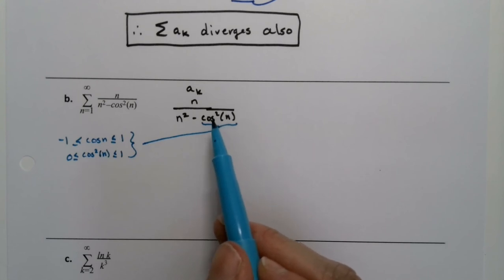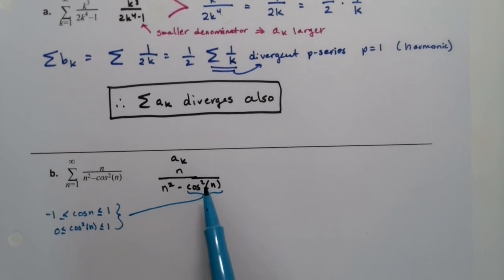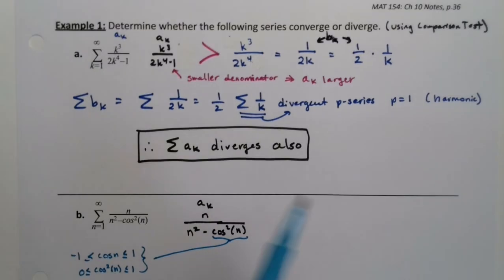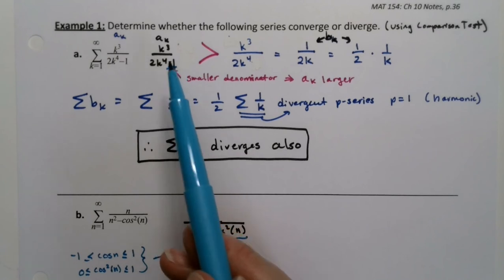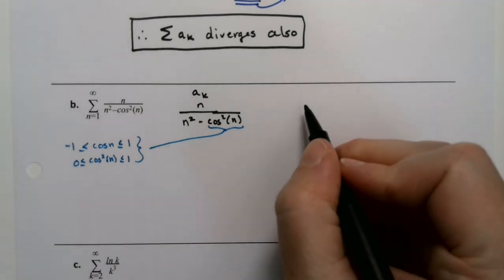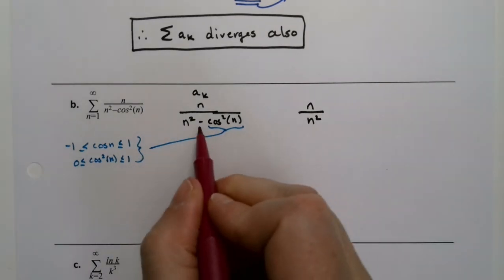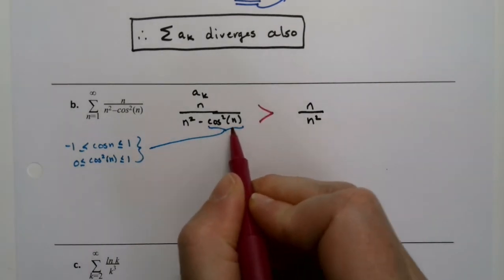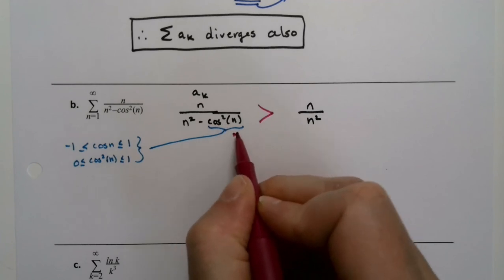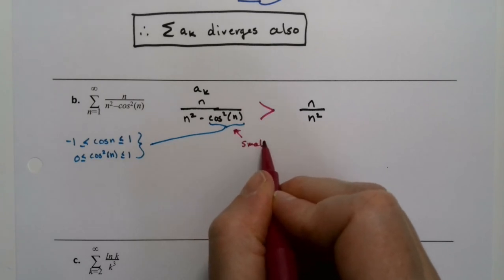You're subtracting something. In this one up above, we're subtracting 1 for sure. But in this one, we're subtracting some variable value that's somewhere between 1 and 0. So if I just take that piece away, like I got rid of the 1 up here, what will I have? I'll have n over n squared. But having that subtraction makes a smaller denominator.